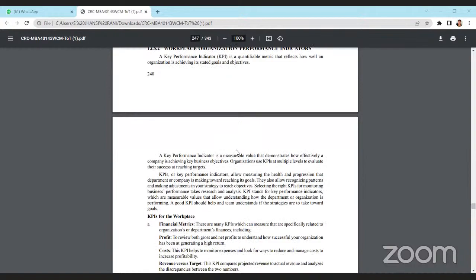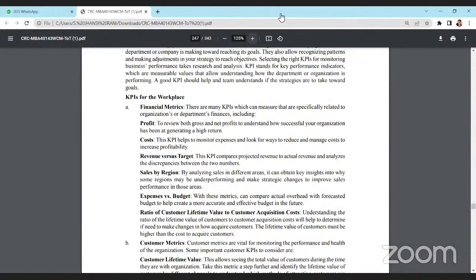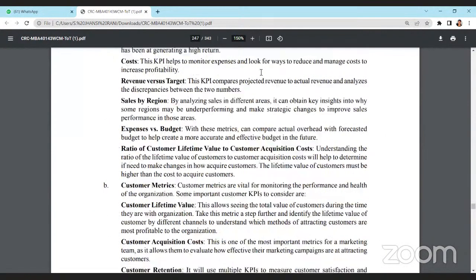These are the KPIs for the workplace. Under this, we have financial metrics: profit, cost, revenue versus target, sales by region, expenses by budget, and the ratio of customer lifetime value to customer acquisition cost. When we talk about KPIs for the workplace and financial metrics, there are many KPIs that measure things specifically related to the organization. And if you look at cost, these KPIs help monitor the expenses, which work to reduce the actual revenue, and analyze the discrepancies between the two numbers.